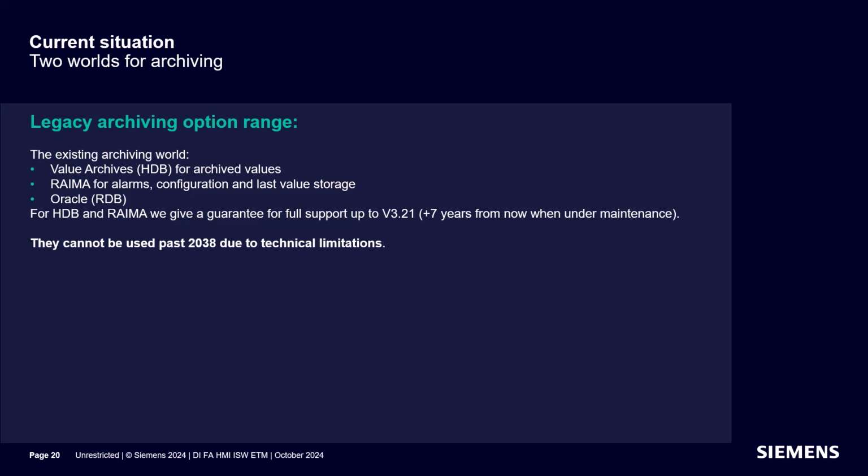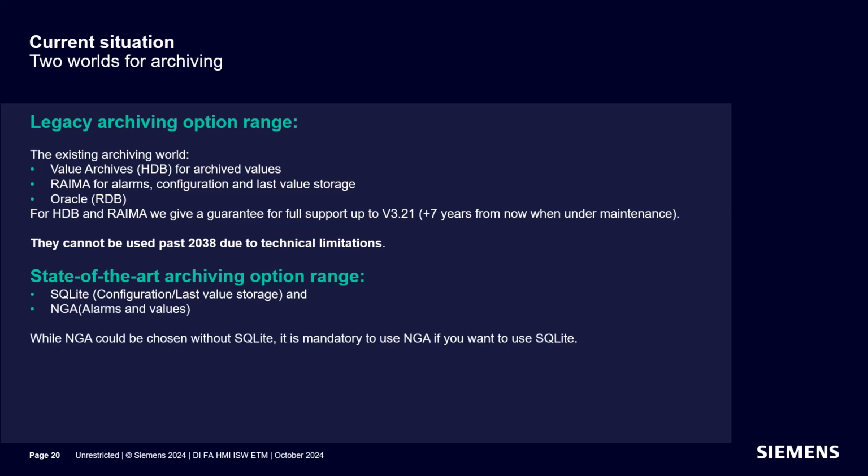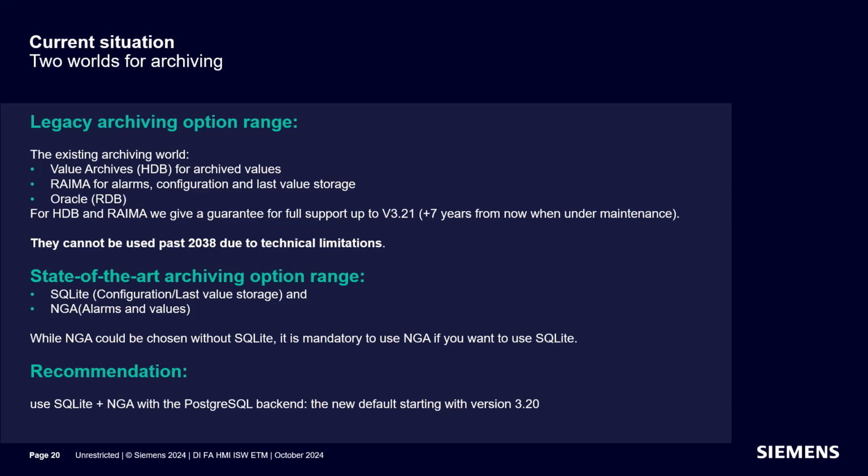On the other hand, the state-of-the-art archiving option range consists of SQLite for configuration and last value storage, and the Next Generation Archiver, NGA, for alarms and values. While NGA could be chosen without SQLite, it is mandatory to use NGA if you want to use SQLite. Both archiving option ranges and all individual options are valid for new projects and are fully supported. For new projects, however, it is recommended to use SQLite and NGA with the PostgreSQL backend, which has become the new default starting with version 3.20.